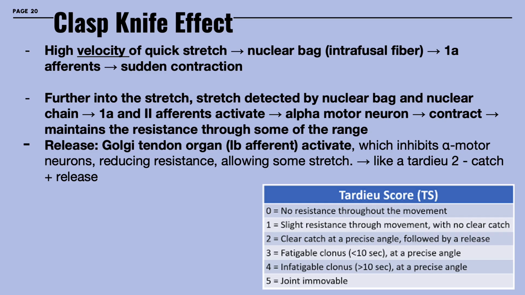The release that we see with spasticity in this clasp knife effect is when the Golgi tendon organs, so the 1B afferents, activate, which inhibits alpha motor neurons, reducing resistance and allowing some stretch to take place. So this would be like a Tardieu type 2. Seen down here, there's a clear catch when you move that muscle through a range of motion at a precise angle, and then the Golgi tendon organ allows that release, so that relaxation of that muscle to prevent tendon avulsion. So that kind of puts all of our knowledge together right there.